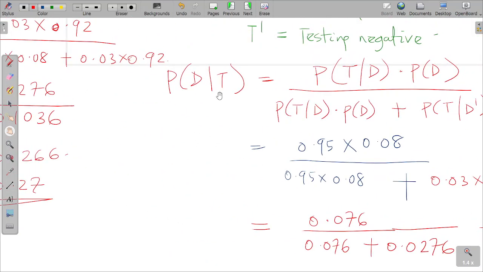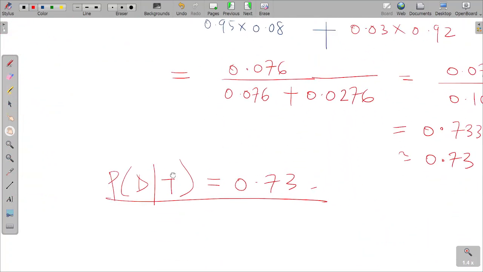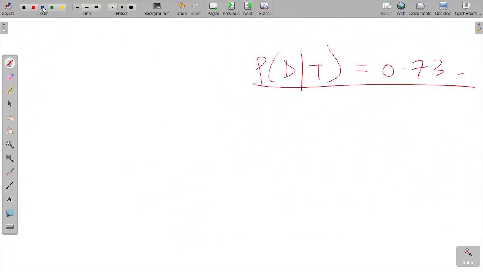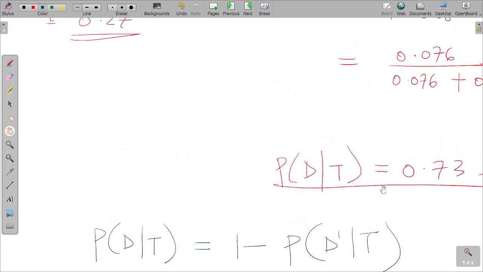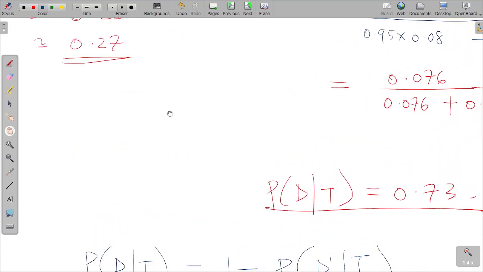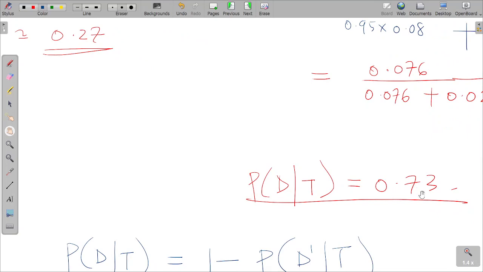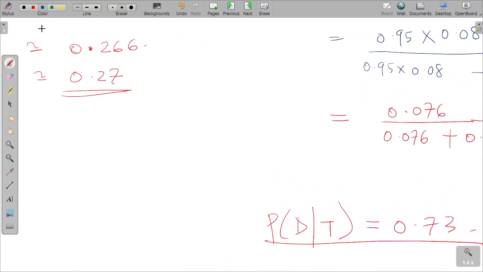Probability of having the disease given testing positive, we also have this. Now this is very important, take note. The probability of D given testing positive is equal to 1 minus the probability of D naught given testing positive. If you say 1 minus 0.73, you will get this one. So this one is just 1 minus this other answer, 0.73.